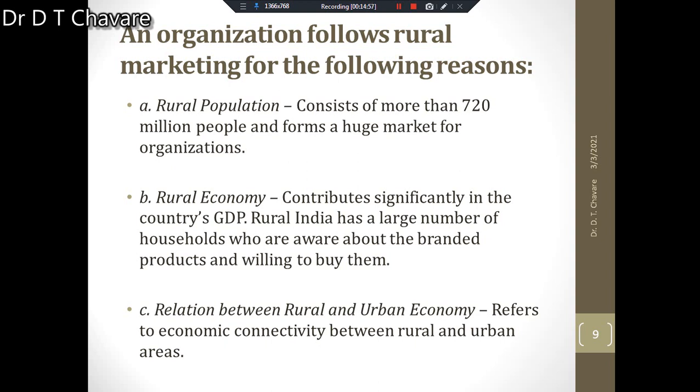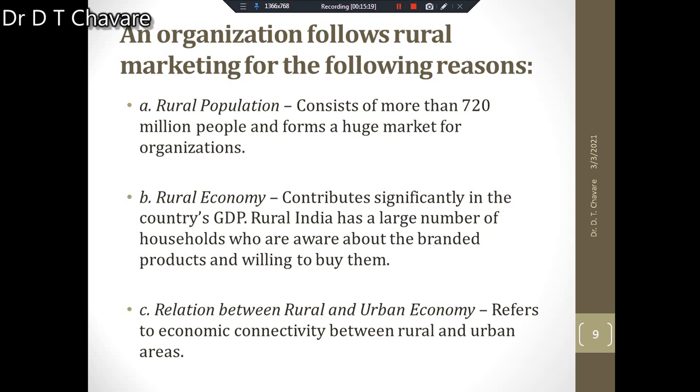Why are organizations going to rural areas also? Why such a flow? You will find flows from urban to rural and from rural to urban. But now we have to discuss the flow from urban areas to rural areas. What is the reason? There are different reasons behind such a flow.